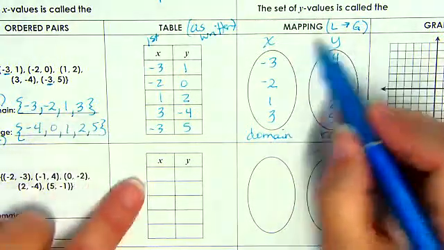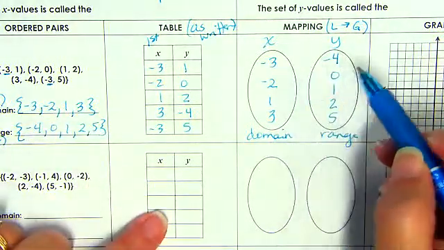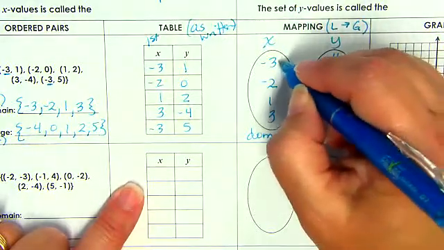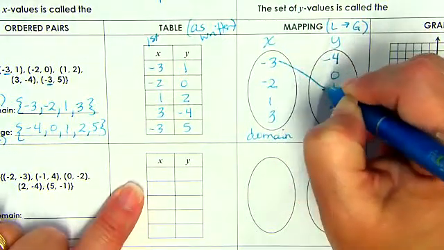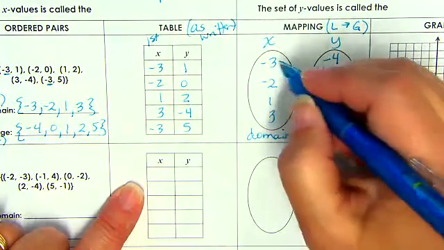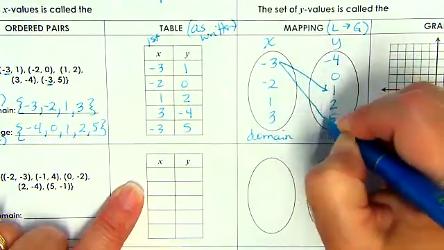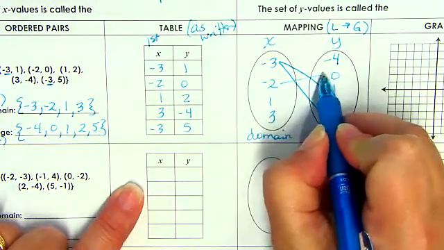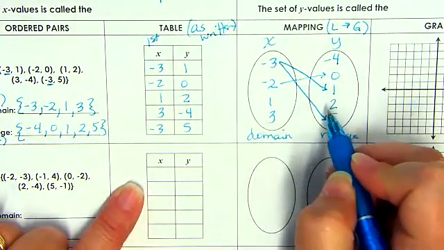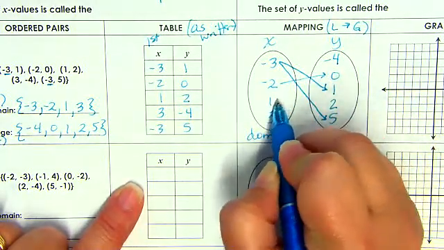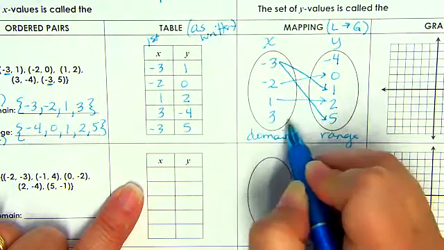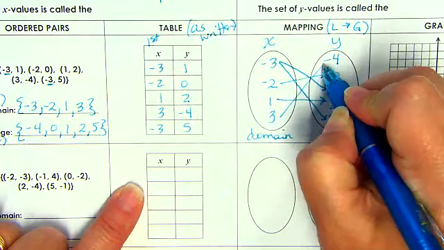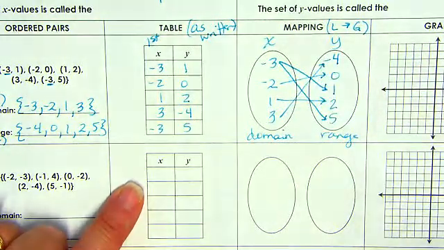And now we draw an arrow from the X to the corresponding Y. So I'm going to start with the -3. -3 goes with 1. And the -3 also goes with 5. And now -2 goes with 0. 1 goes with 2. 3 goes with -4. So there's your example of what your mapping looks like.